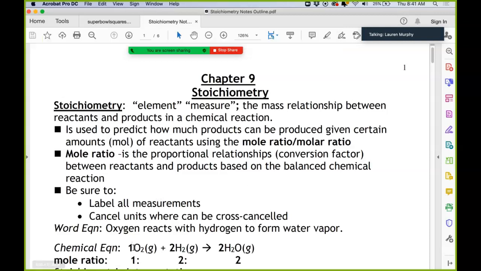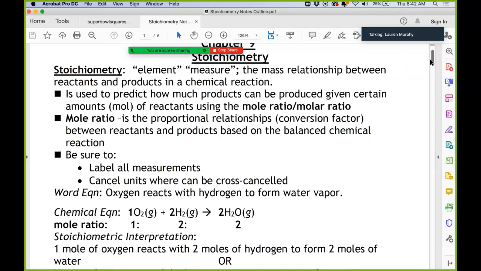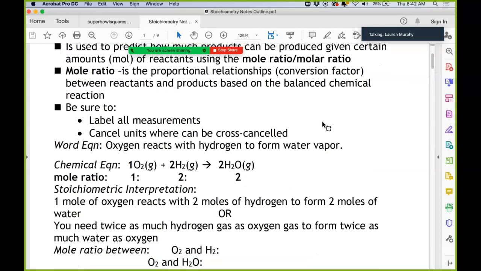Now these coefficients, which are the numbers out in front, are termed mole to mole ratios. So what this means in words is that you have 1 mole of oxygen gas and you have 2 moles of hydrogen gas to produce 2 moles of water. That's how it is read. They're considered ratios. So this is how they combine.